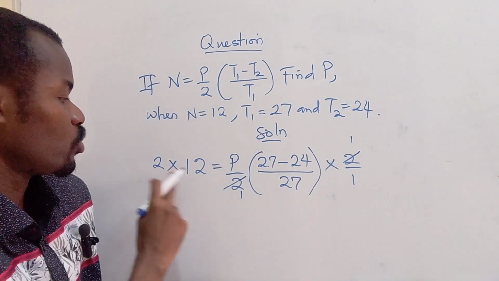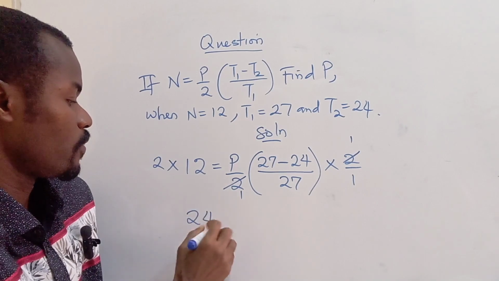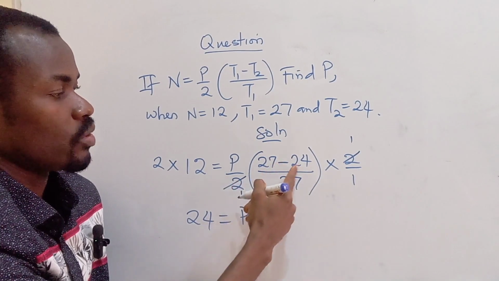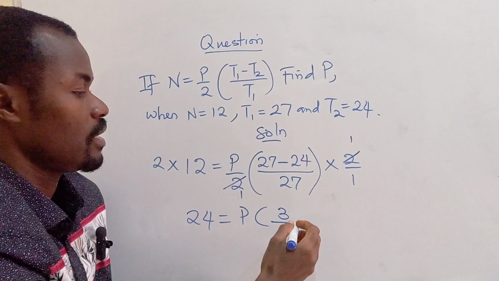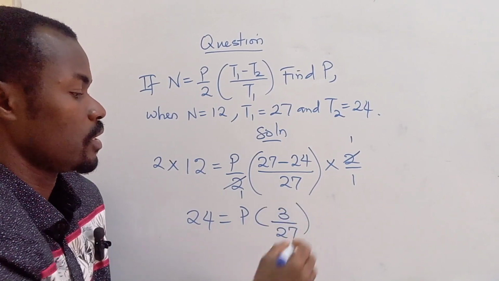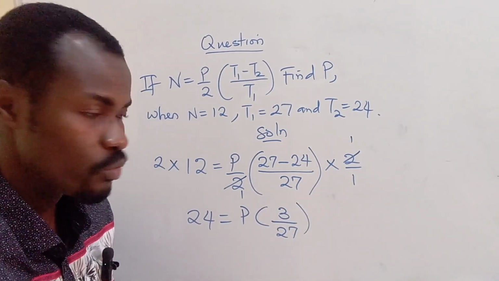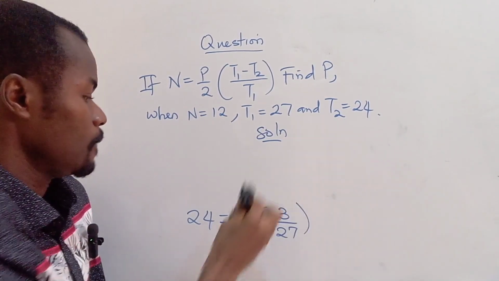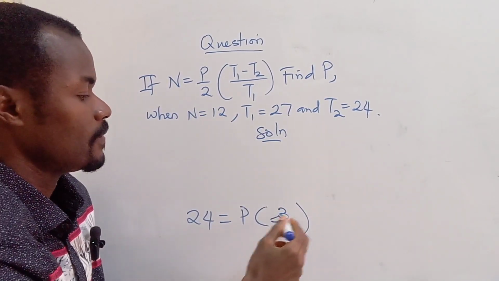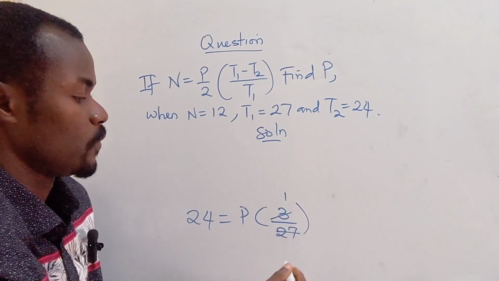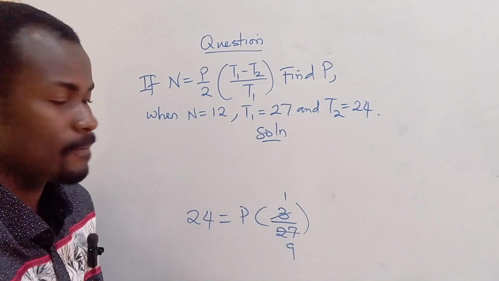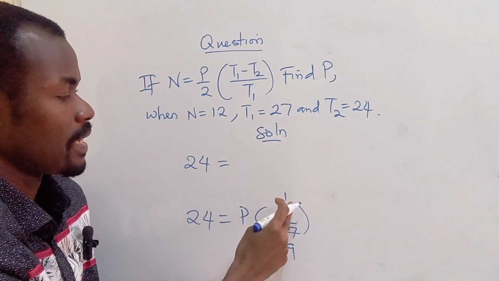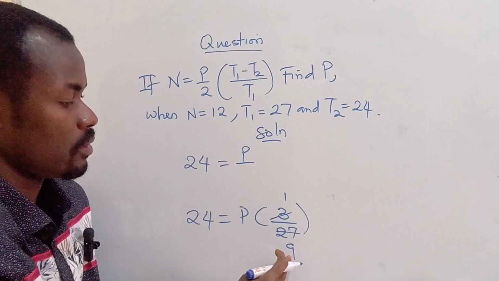So now that we remove this, 2 times 12 is going to give us 24. I have p, in bracket 27 minus 24 is going to give us 3, divided by 27. Alright, so from this, we can now simply solve for that. So 3 can cancel out itself, and 3 into 27 is 9. So I have 24 equals p times 1, which is p, divided by 9.